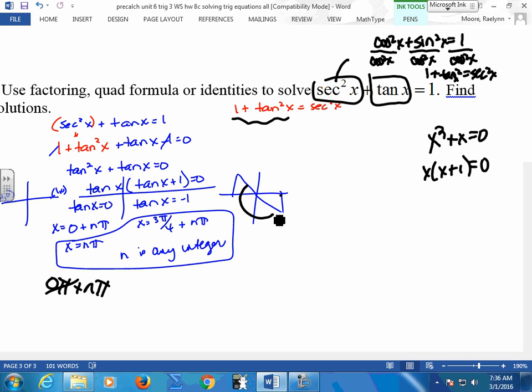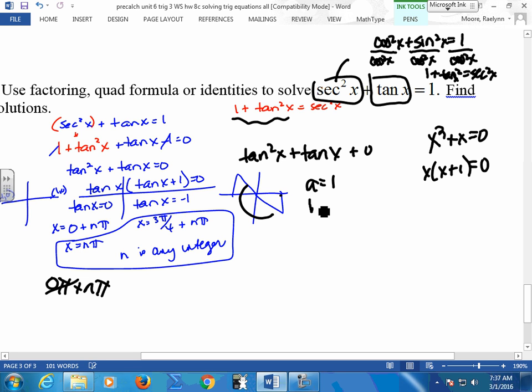Questions? Yes? How would I solve that in quadratic form? In the quadratic formula? Well, first you would have to take this out of here, right? You took it out, and you're left with this. So technically it's plus 0. So your A is 1, your B is 1, and your C is 0. And you can do it that way. And when you come down to the end, just say tangent x equals.